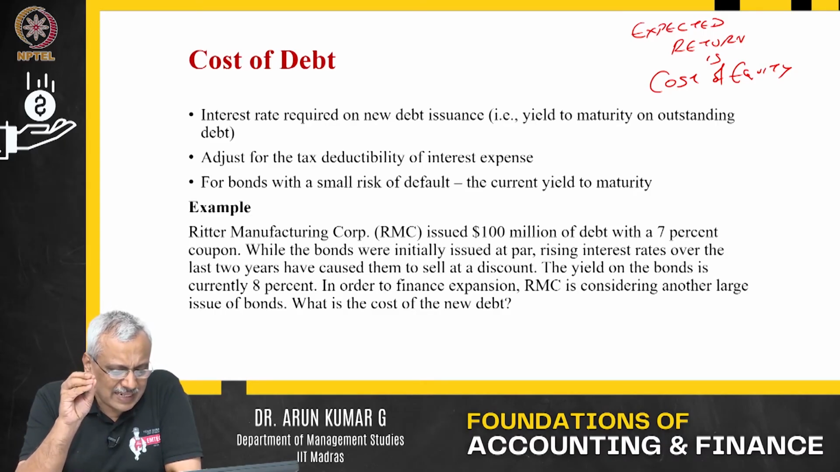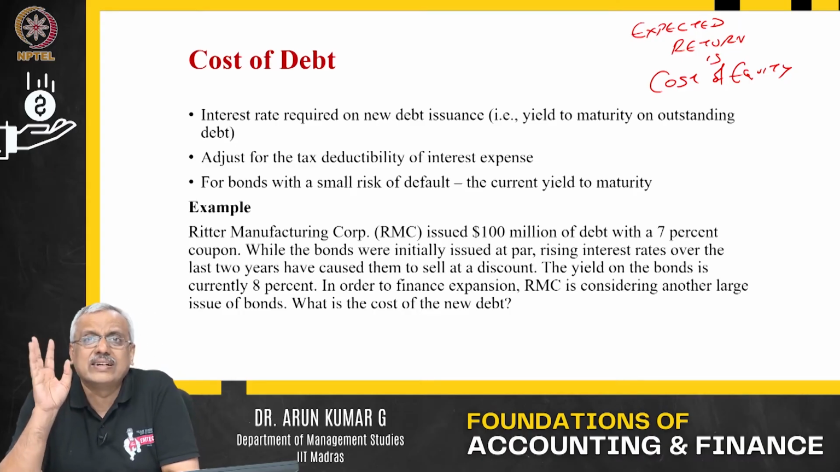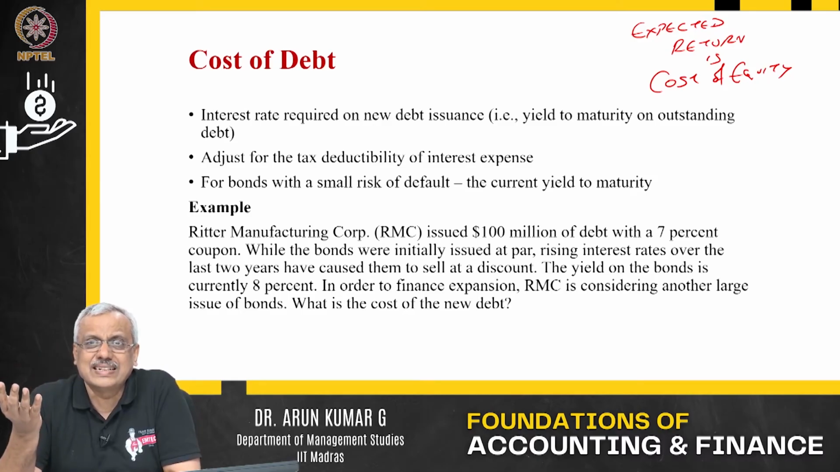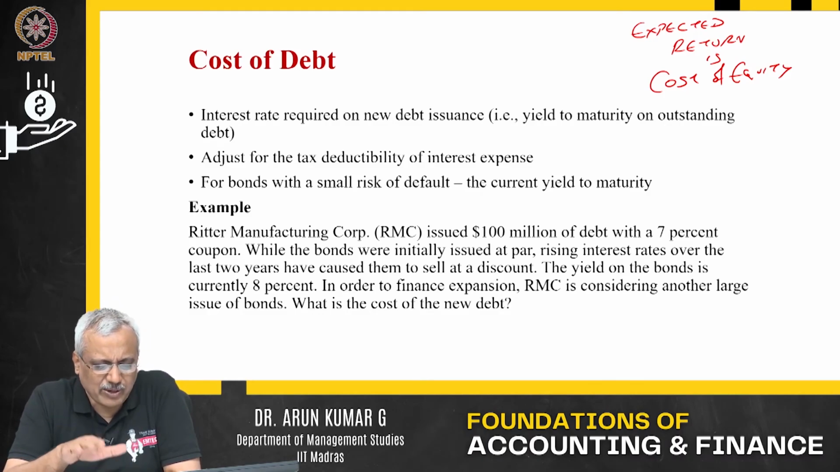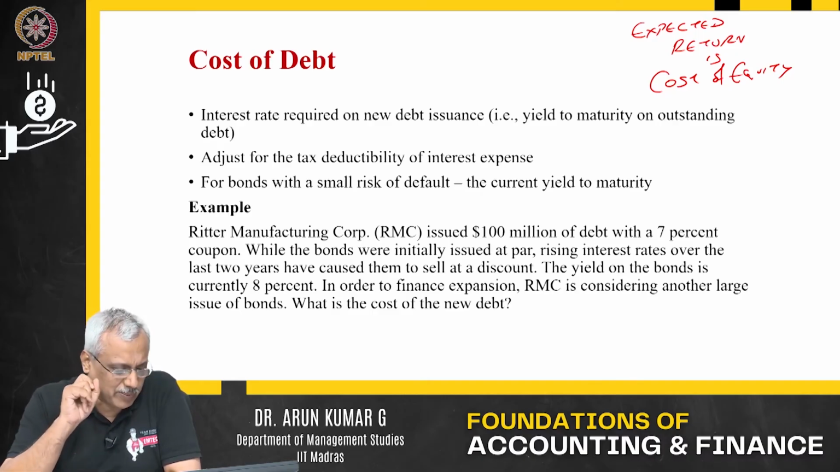And we always adjust for the taxes, that is, adjust for tax deductibility of interest expenditure, because debt interest has a tax shield, as I have indicated in one of the earlier cases. Debt interest is always pre-tax, so it will always have a tax shield. I have got a small example here. For bonds, I said there is a small risk of default, and we will talk about the default part in a couple of minutes from now.